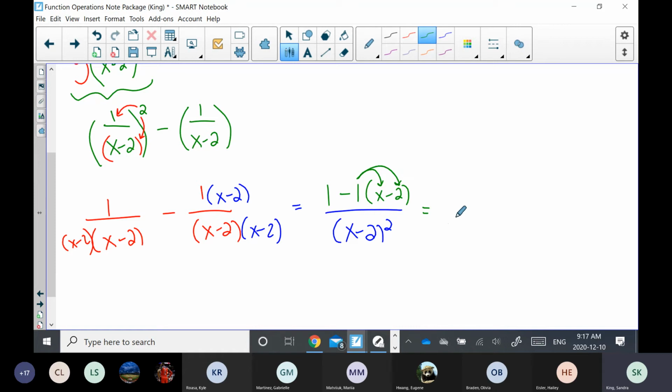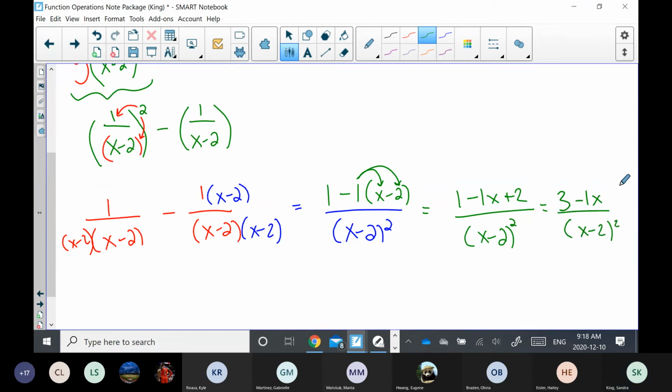I can further simplify by having 1 minus 1x plus 2. And this could further be simplified. 1 plus 2 is 3 minus 1x over x minus 2. That is your explicit equation. So you need to be able to figure out explicit equations. So this is how you would do it.